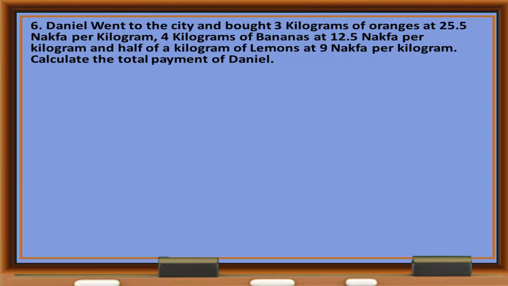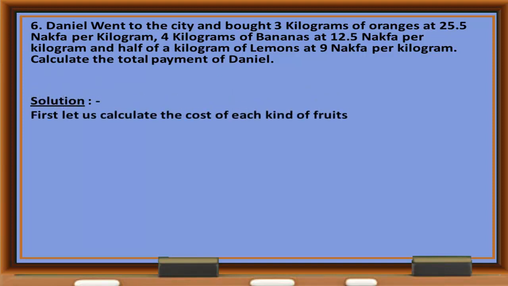Number 6. Daniel went to the city and bought 3 kilograms of oranges at 25.5 nafa per kilogram, 4 kilograms of bananas at 12.5 nafa per kilogram, and half of a kilogram of lemons at 9 nafa per kilogram. Calculate the total payment of Daniel. Solution. First, let us calculate the cost of each kind of fruit. 3 kilograms of oranges at 25.5 nafa per kilogram. Therefore, we multiply 25.5 times 3.